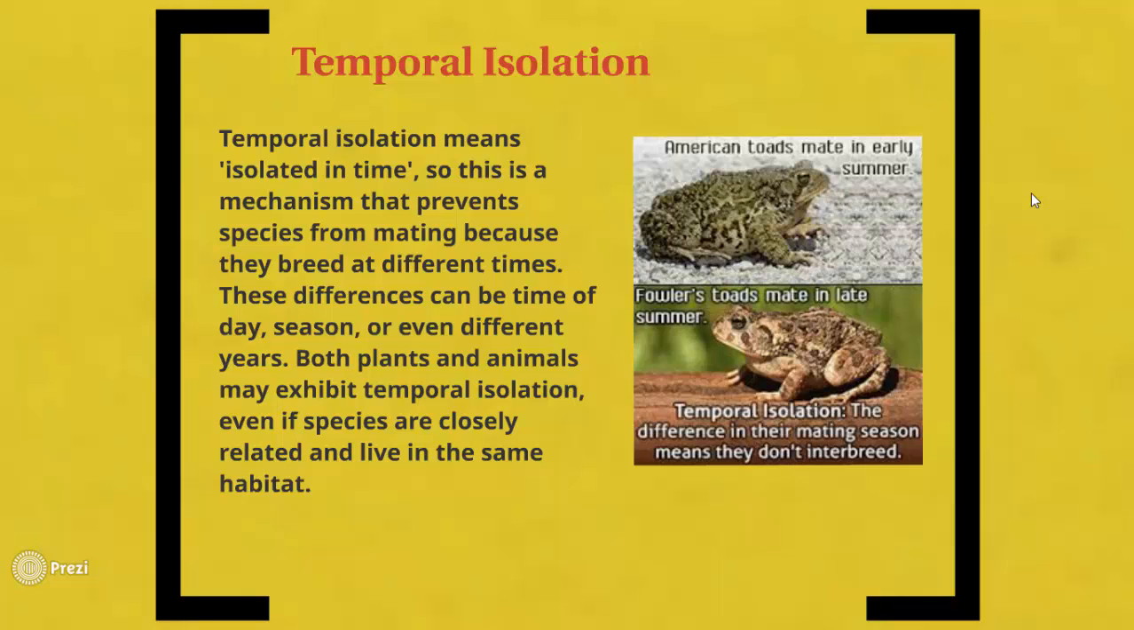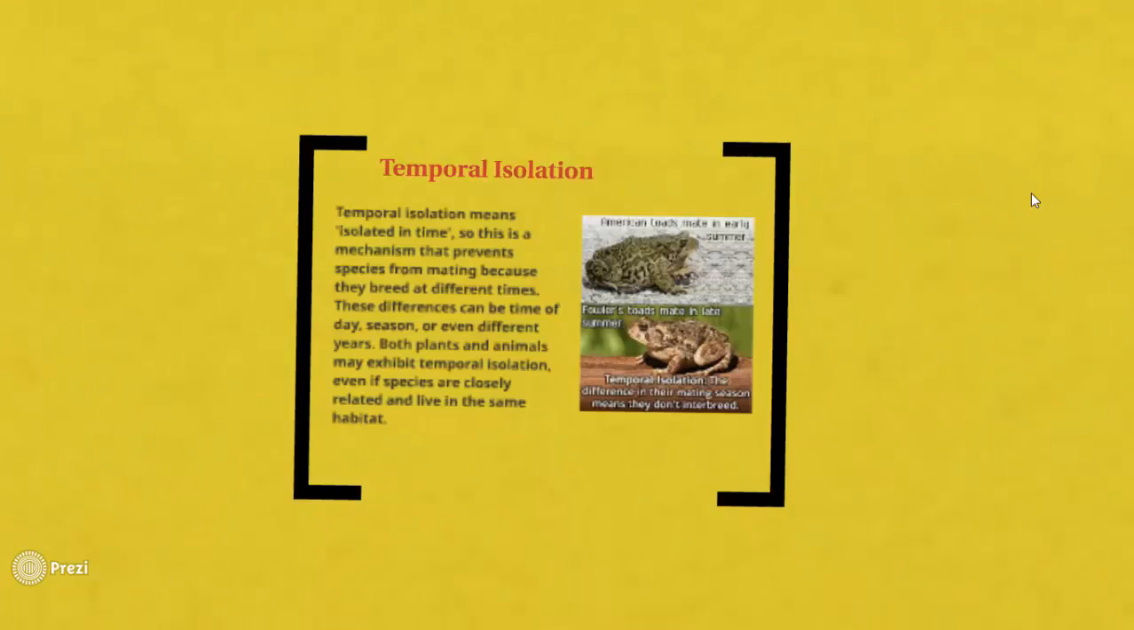Temporal isolation means isolated in time. So this is a mechanism that prevents species from mating because they breed at different times. These differences can be time of day, the season, or even different years. Both plants and animals may exhibit temporal isolation, even if species are closely related and live in the same habitat. So the American toads mate in early summer, and the Fowler's toad mate in late summer. So the American toad and the Fowler's toad won't mate with each other because they mate at different times of the year.